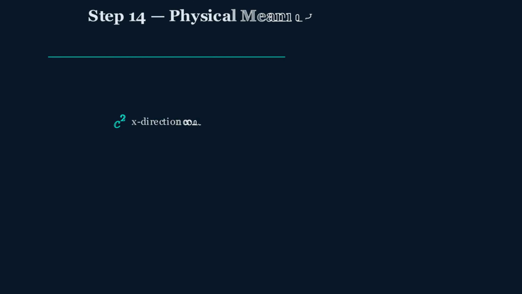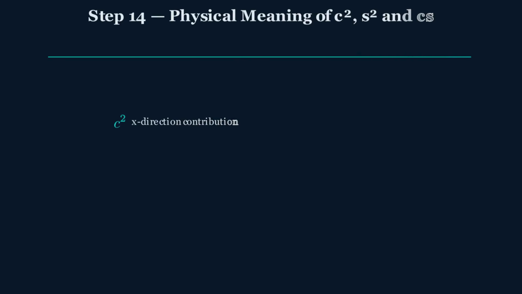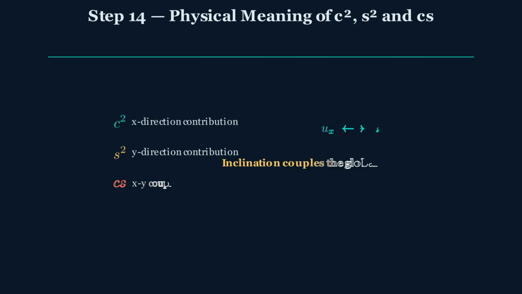The matrix entries also have a physical meaning. The c-squared terms describe the contribution associated with the global x direction. The s-squared terms describe the corresponding contribution in the global y direction. The cs terms are the coupling terms. They appear because an inclined member does not align with either global axis. Horizontal and vertical motion can both contribute to axial deformation.